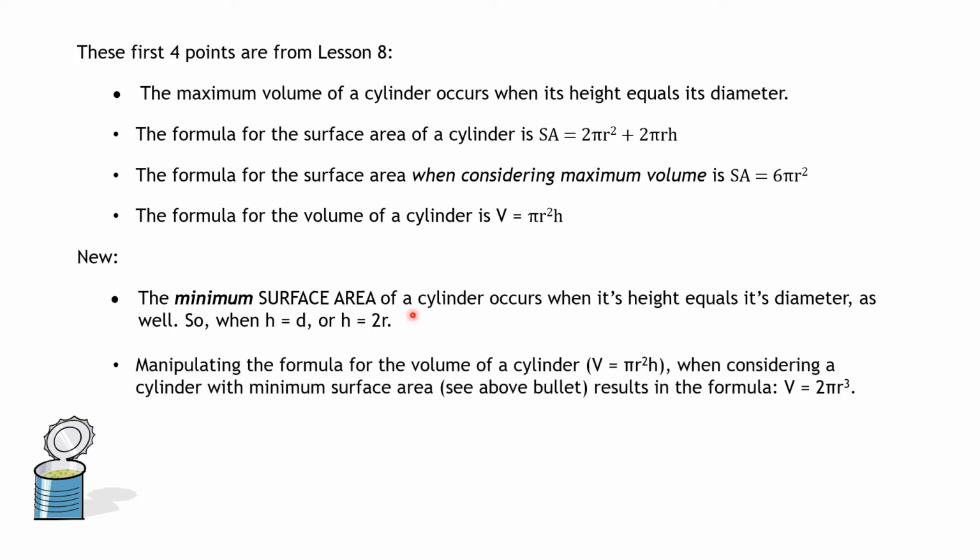Also, when we manipulate the formula for the volume of a cylinder, this one, and we consider a cylinder with minimum surface area, so minimum surface area means our height equals the diameter, or h equals 2r. So I take this formula, and I sub in for the h, I sub in a 2r right here, we get this new formula. So we again have a new formula.